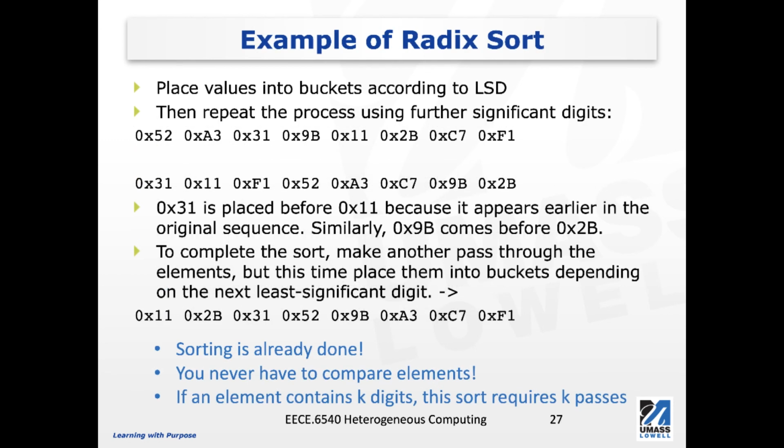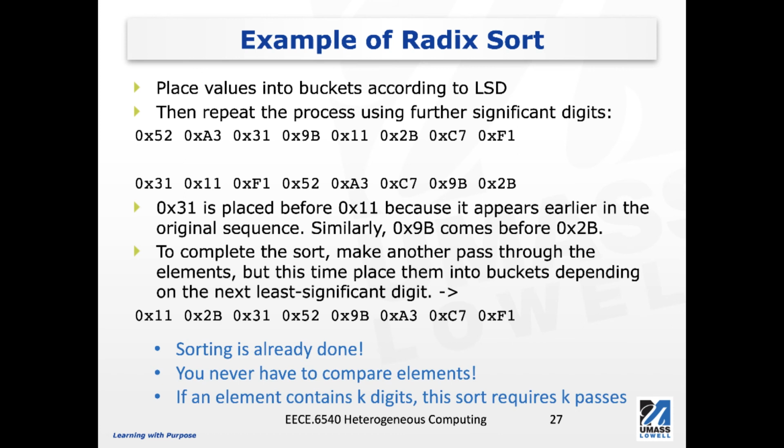Let's look at an example of radix sort. As we mentioned earlier, the goal is to place the values into small subsets called buckets according to the digits. What we want to do here is to place the numbers into buckets according to the least significant digits, and then we're going to repeat the process using further significant digits.